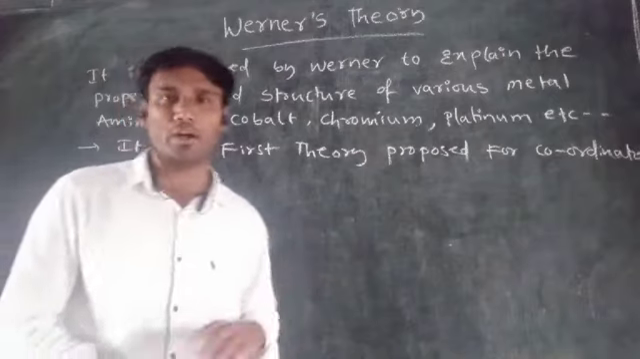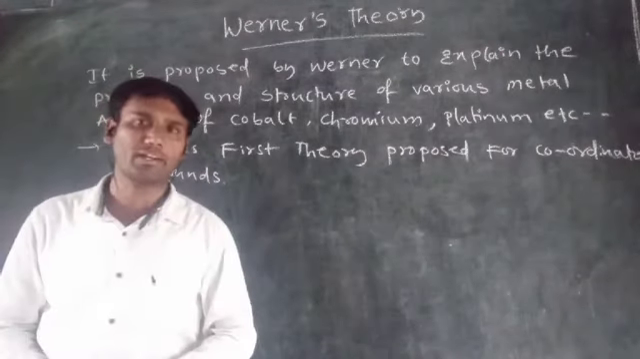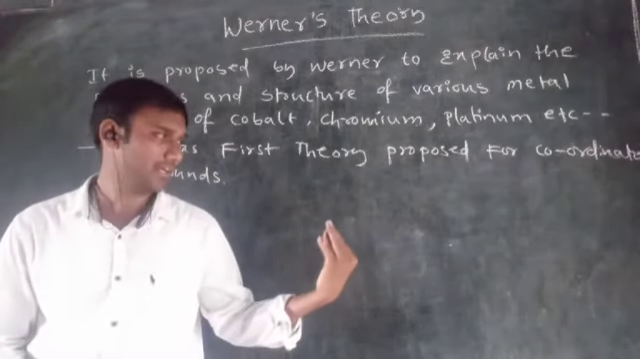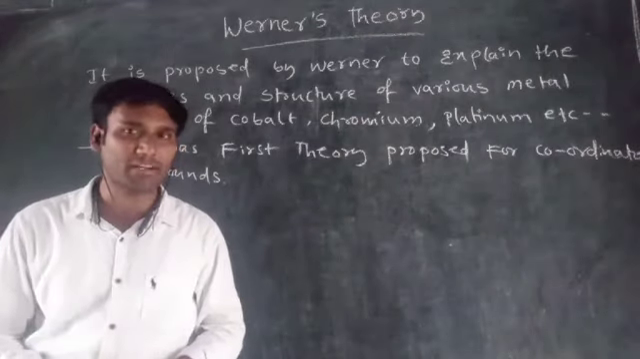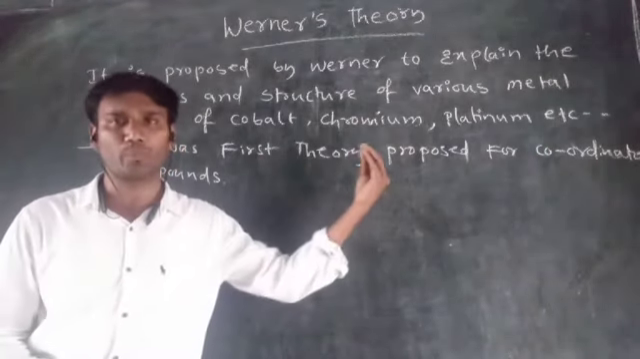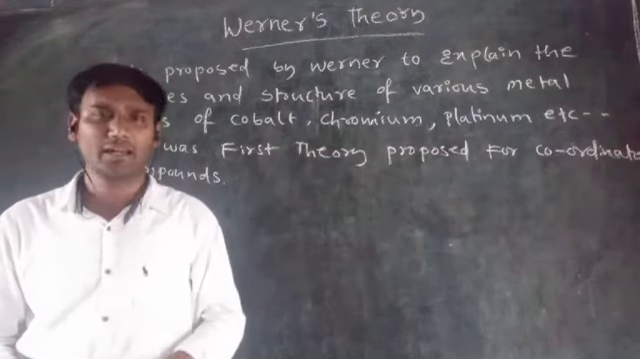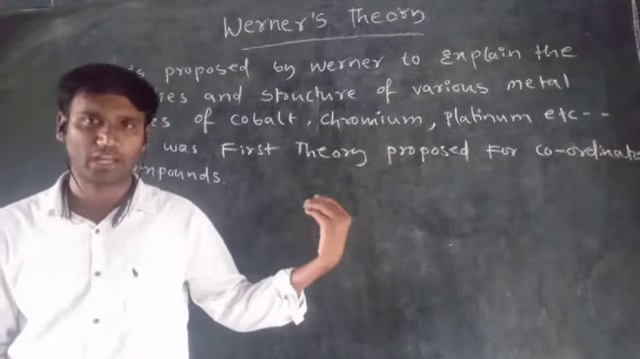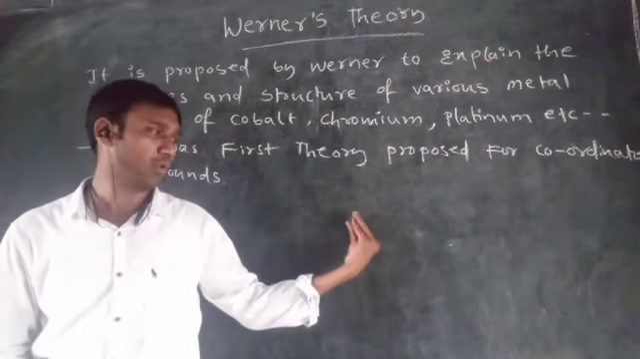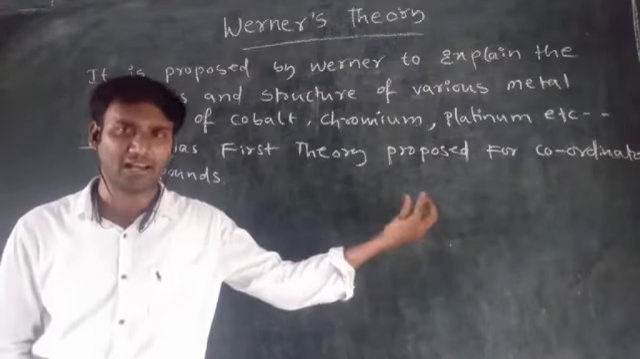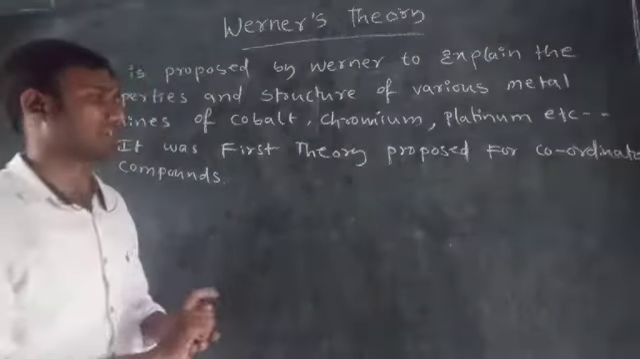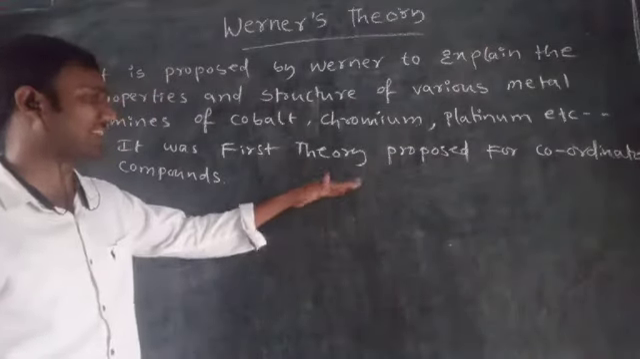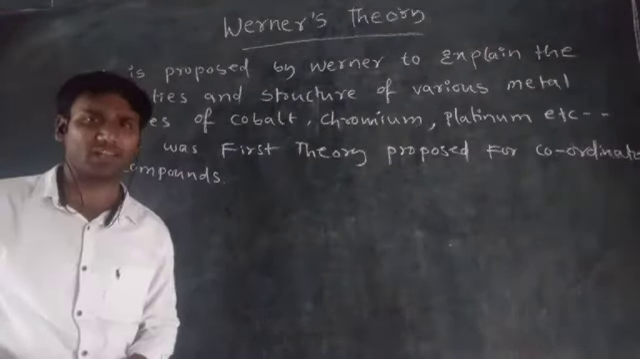Generally we observe in coordination compounds that a central metal atom is present, and around the central metal atom, ligands are present. If the central metal atom is cobalt, chromium, platinum, etc., and the ligand is an amine, the properties and structure of such coordination complexes are explained by Werner's theory.